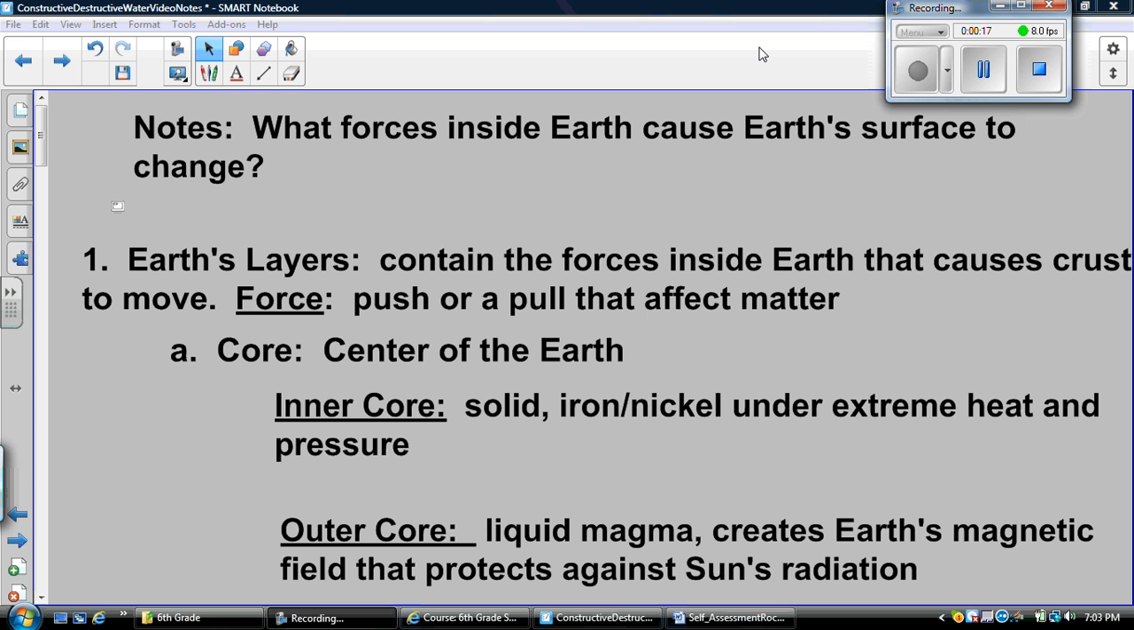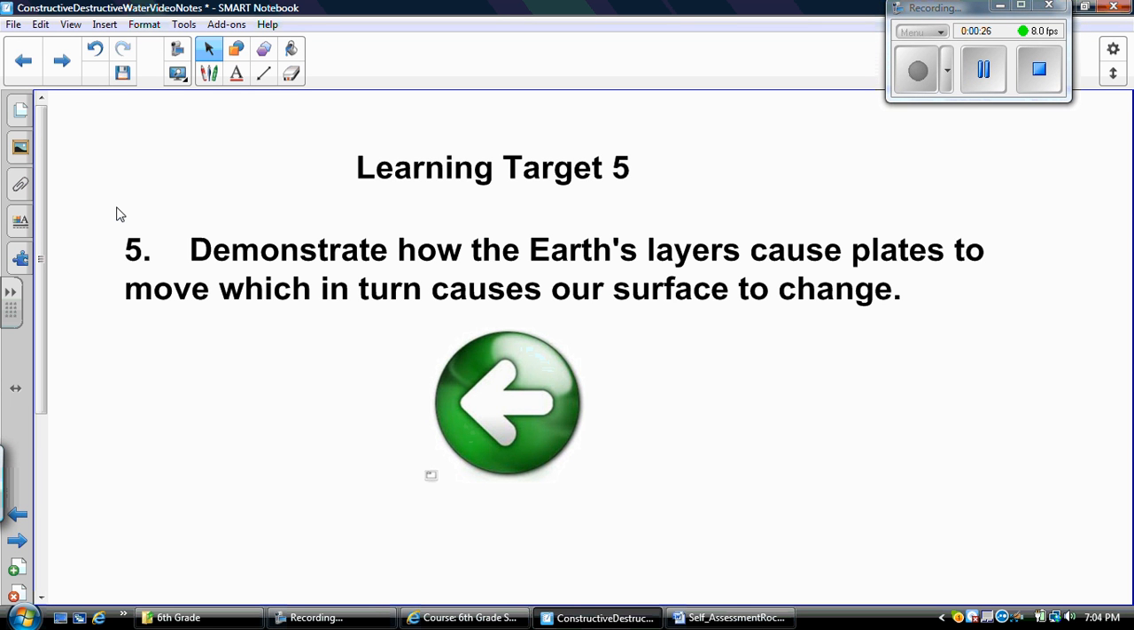So now we're going to start talking about what forces inside Earth cause the Earth's surface to change, to cause our crust to change. So this is learning target 5. You should be able to demonstrate how Earth's layers cause plates to move, which in turn causes our surface to change.